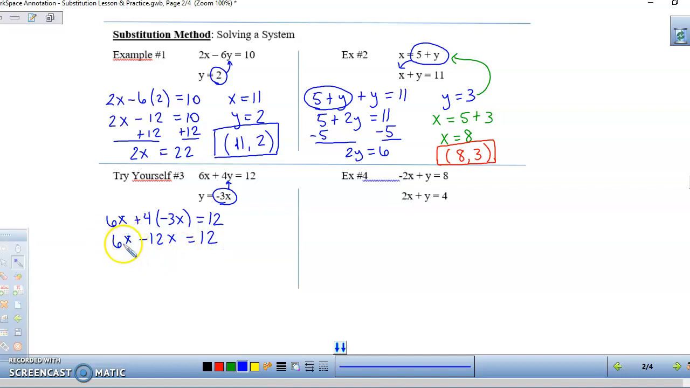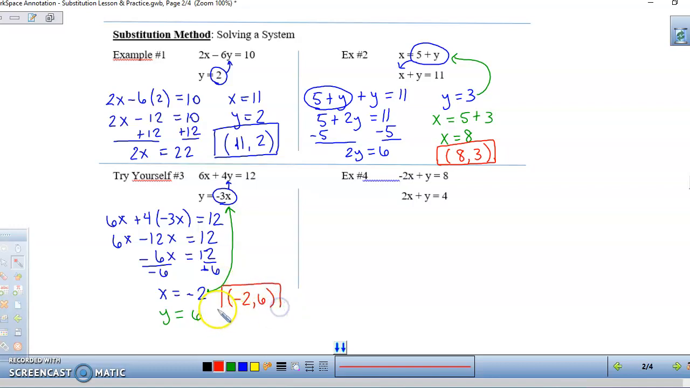Combine like terms. So I have 6x minus 12x, which is a negative 6x. And then divide by negative 6. And I get x is equal to a negative 2. Okay, again, last step here, you take that negative 2 for x, you plug it into the circled part. So my last step would be y is equal to negative 3 times a negative 2, which is a positive 6. And then my final answer in coordinate point form would be negative 2, comma 6.